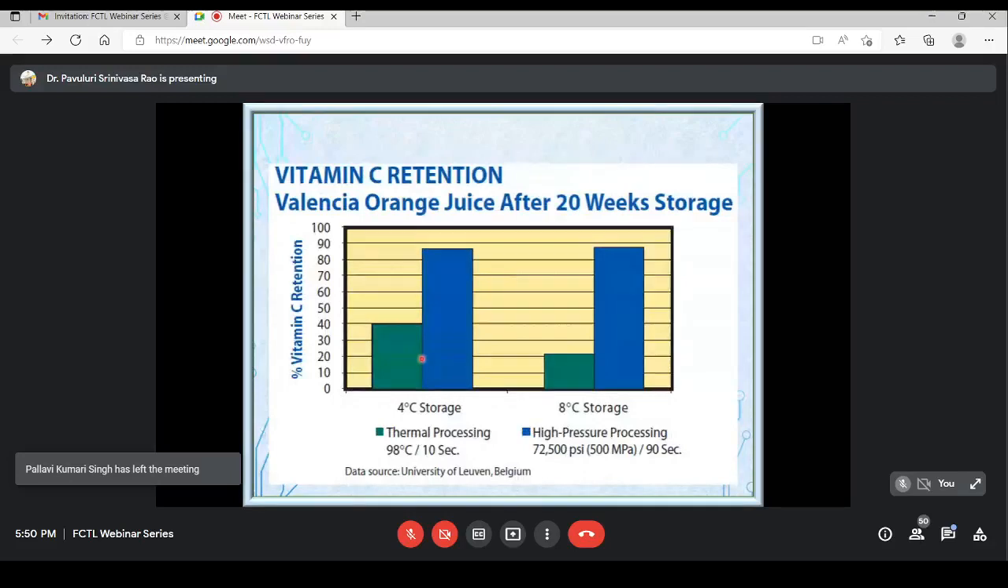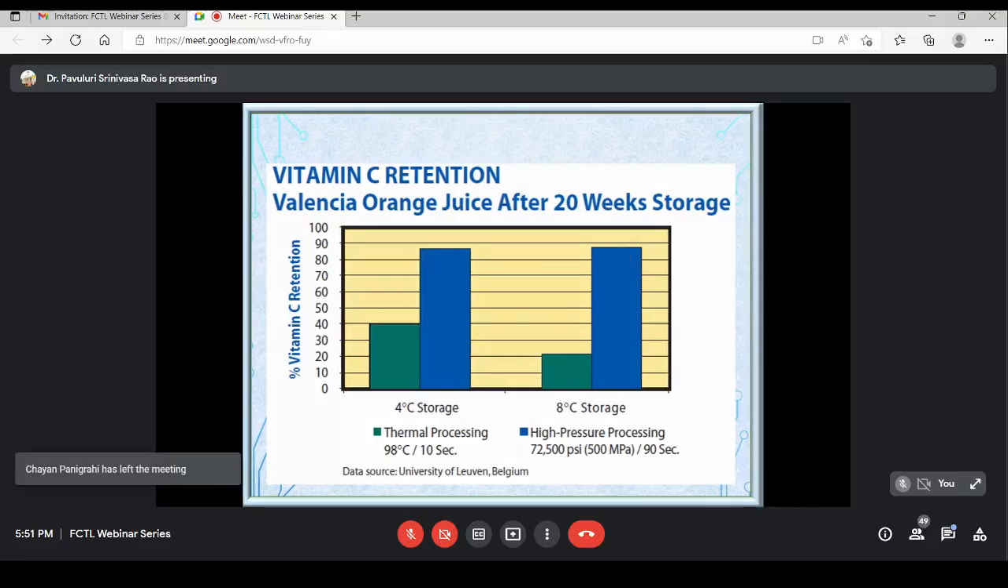Similarly, even during the storage period. The green one is the thermal processed one. During storage of 20 days, it reduced slightly, whereas in the high pressure processed one, vitamin C was well retained to the tune of about 80+%. So this is a major advantage. That means the stability of these sensitive vitamins is possible with HPP treatment.